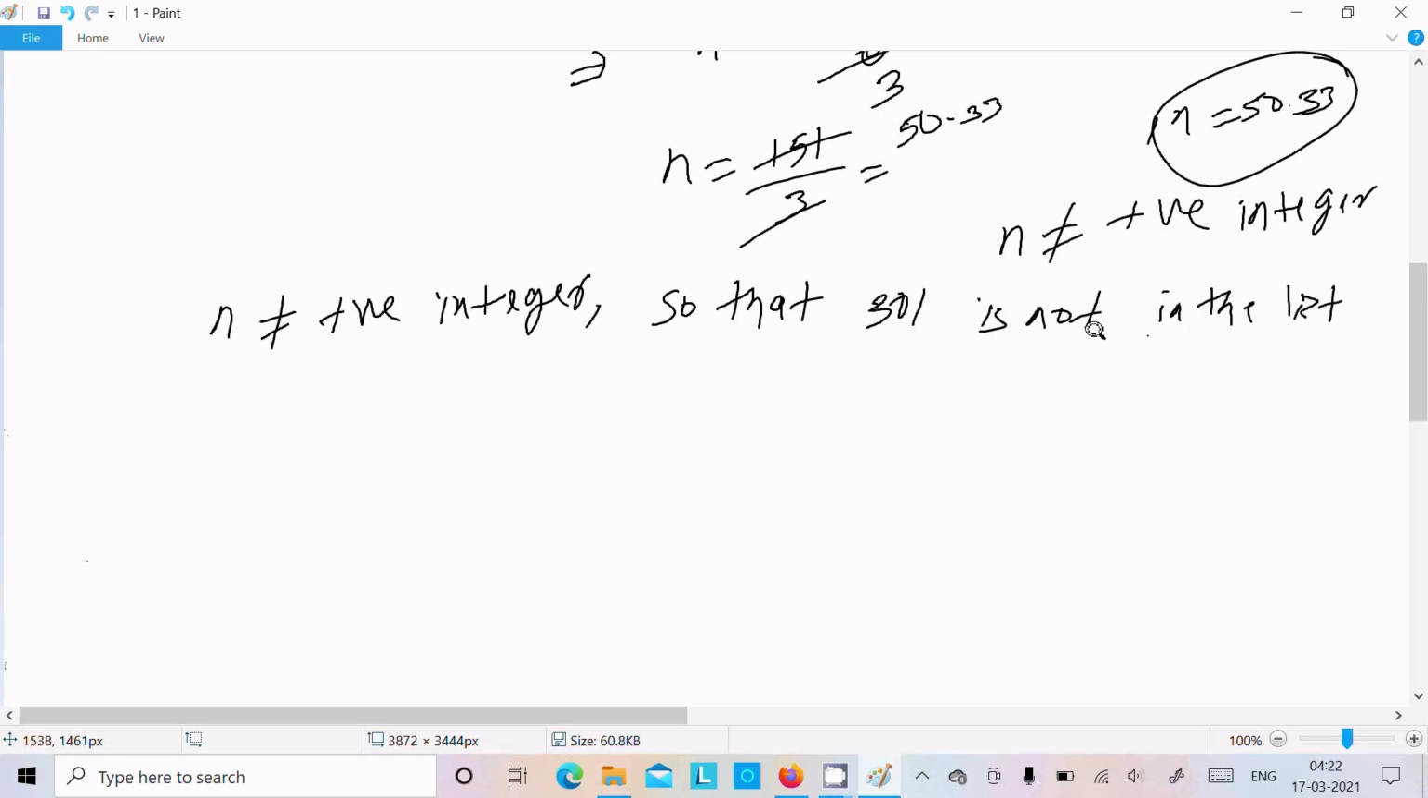If a positive integer comes, then it is in the list, but if it comes like a decimal, then it's not in the list. So here you can write n is not a positive integer. From here, complete that. In place of this, just write this one: n is not a positive integer, so that 301 is not in the list.